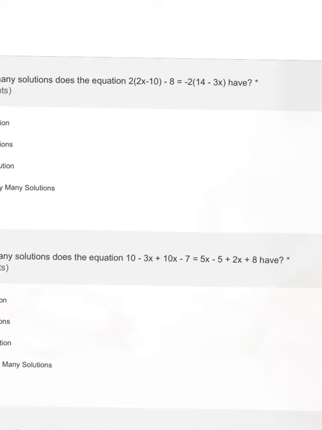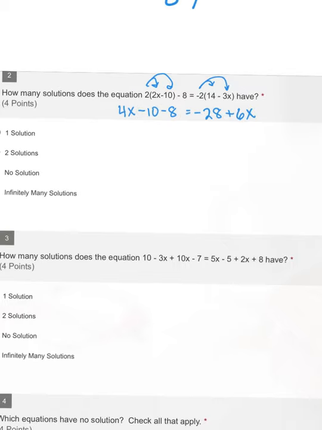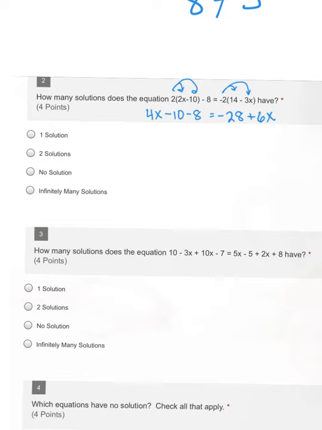Here I can see that we have parentheses on both sides, so I know that the first step is to distribute. So let's take care of that first. When I distribute the 2 on the left side of the equation, I get 4x minus 10 minus 8. On the right, when I distribute negative 2, I get negative 28 plus 6. And you know what? The question for this problem is simply asking you how many solutions does this equation have? I don't need the answer. I just need to know how many solutions.